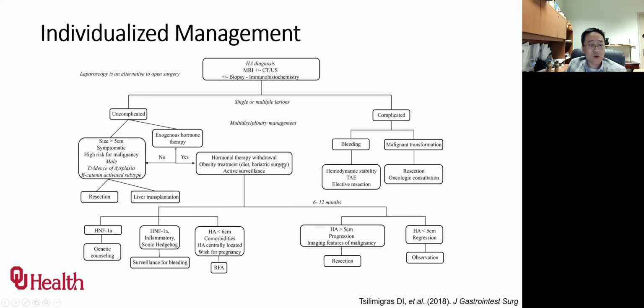Otherwise, we should withdraw the hormone and observe the patient for 6 to 12 months and see how it goes. If the tumor regresses, then it can be observed. If the tumor progresses or has other risk factors, in particular sonic hedgehog mutation or activation, then the patient should be surveyed for bleeding. So this is pretty much what I want to talk about. Thank you so much.